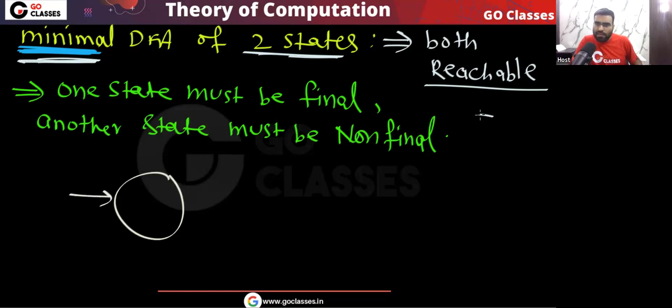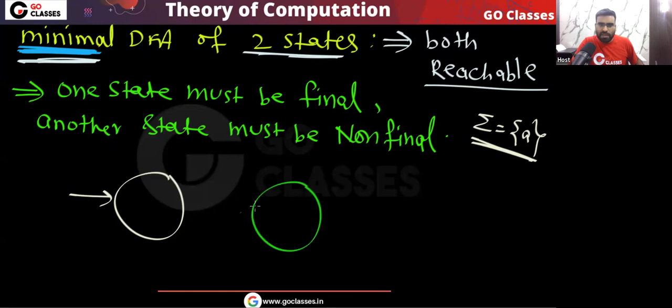And remember your alphabet. What is your alphabet? Alphabet is unary alphabet, basically only a single symbol, one symbol we have in the alphabet, that is A. So one state must be final, another state must be non-final. Okay, so what are the possibilities? The possibilities are like this. For example, this can be final, this can be non-final.